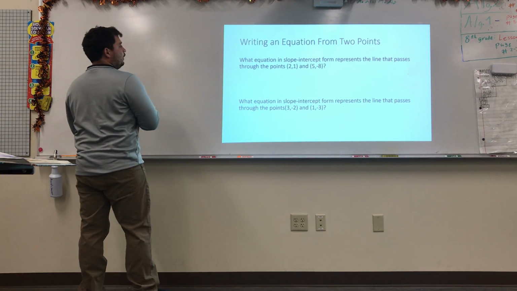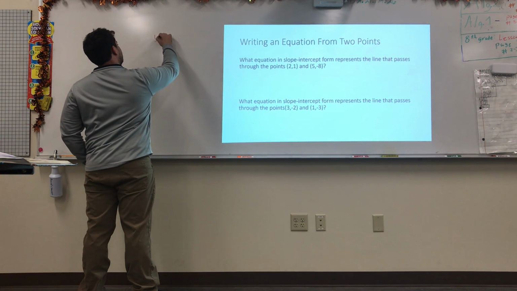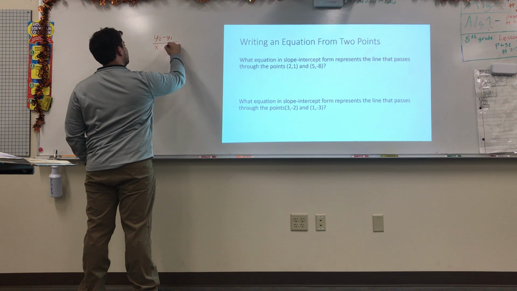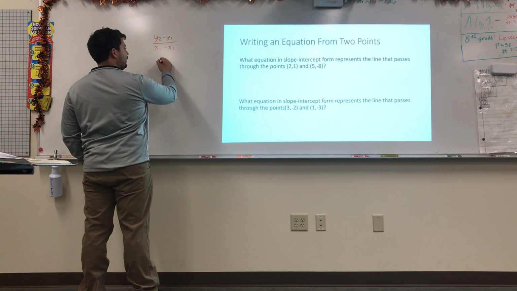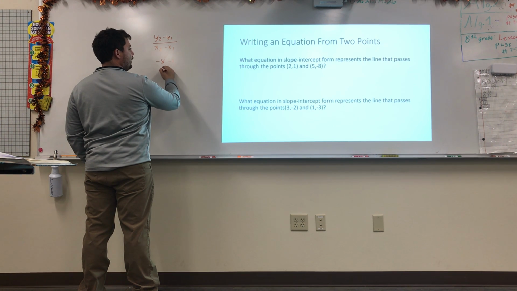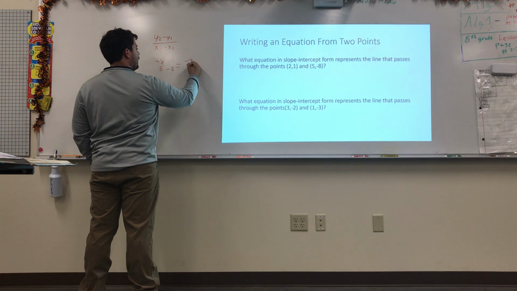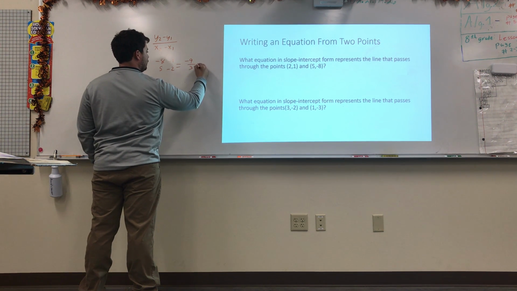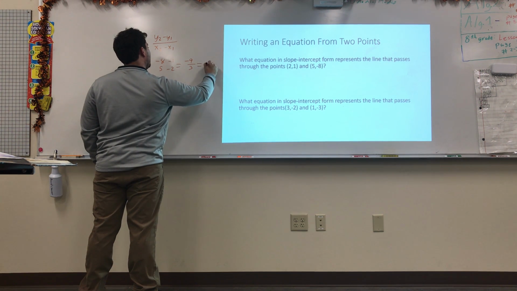We have y2 minus y1 over x2 minus x1. Okay, so we're going to do that. We're going to go -8 minus 1, and 5 minus 2. Okay, we're going to get -9 over 3, which can reduce down to -3. Okay, that is my slope.